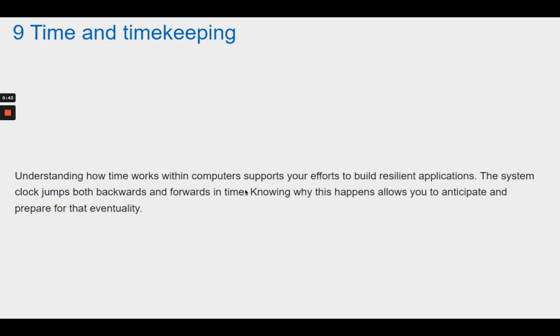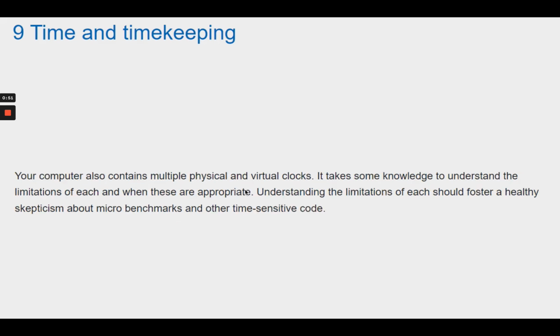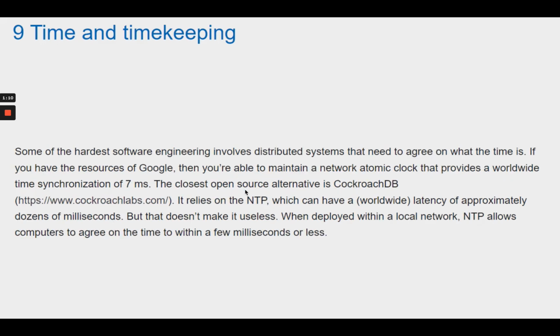The system clock jumps both backwards and forwards in time. Knowing why this happens allows you to anticipate and prepare for that eventuality. Your computer also contains multiple physical and virtual clocks. It takes some knowledge to understand the limitations of each and when these are appropriate. Understanding the limitations of each should foster a healthy skepticism about micro-benchmarks and other time-sensitive code.